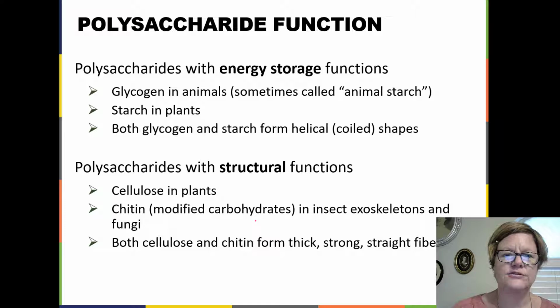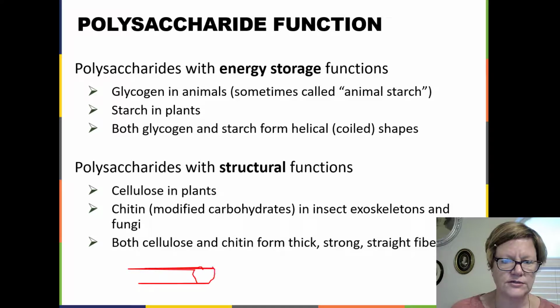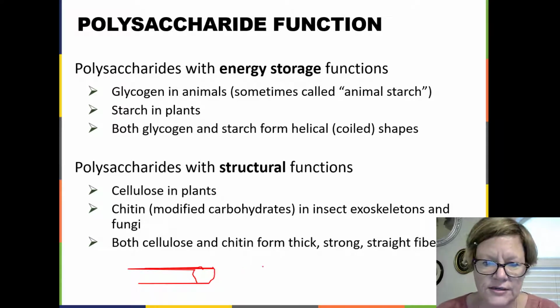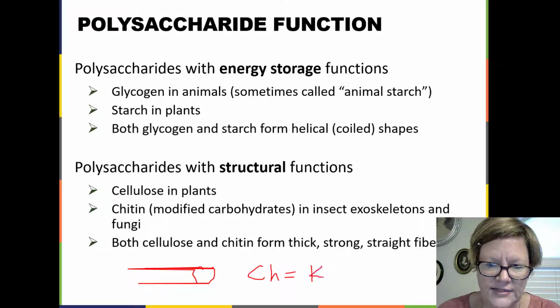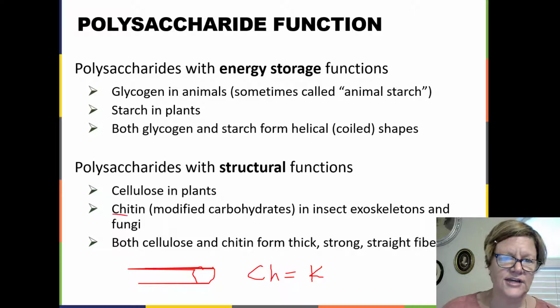And in animals, specifically insects, and also in fungus, we have a structural polysaccharide called chitin. I'm going to give you guys a hint. Anything in biology that has a CH always has a hard K sound. So you would not say "chitin" with a ch sound, you would say chitin with a K sound.